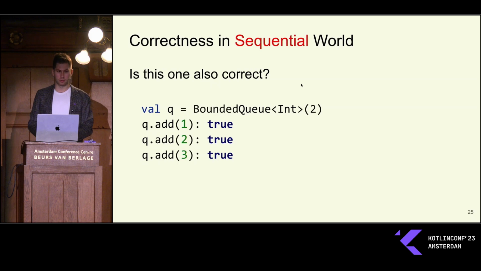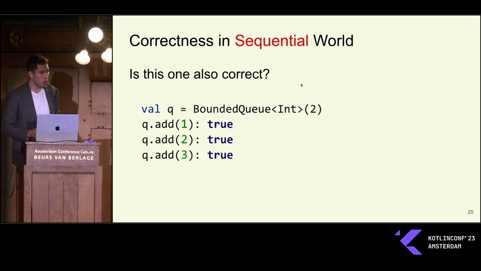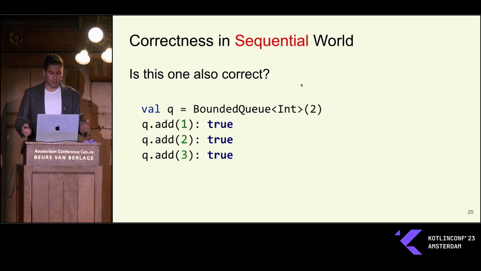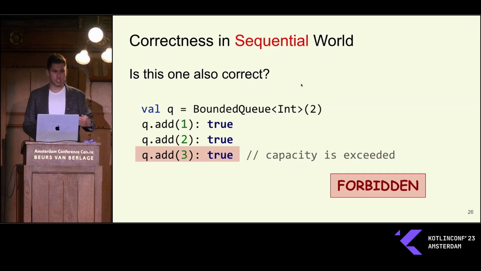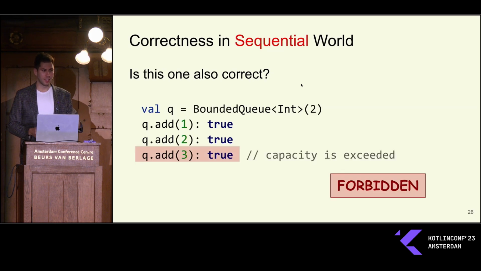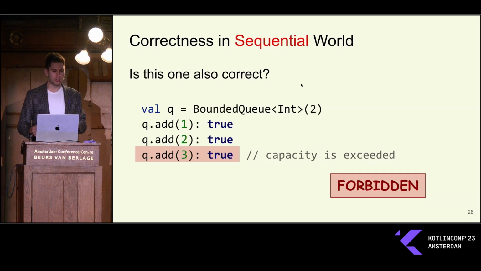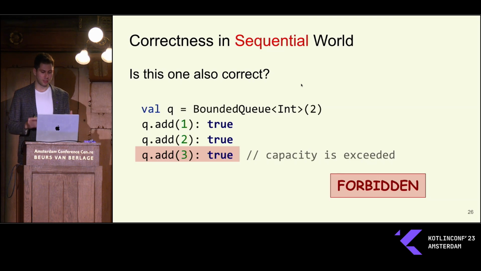And this one is obviously incorrect because here the last addition must fail as the queue is already full. So it can't return true. So we know that this behavior is incorrect.